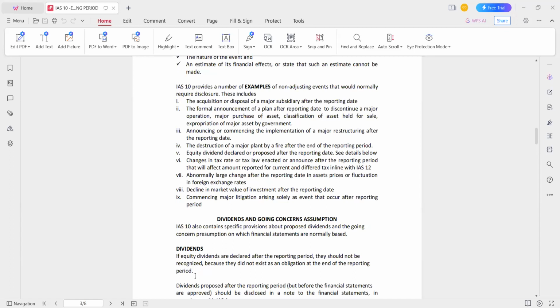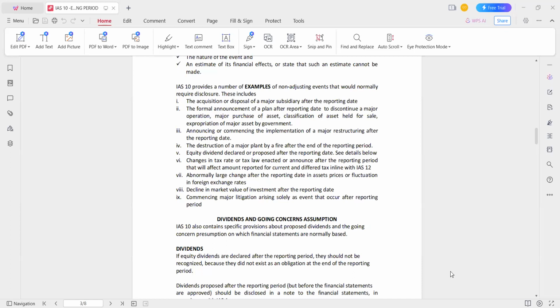What is the requirement of IAS 1? I think you guys have done it. I know what is expected when an equity dividend is declared or proposed after the reporting period. Then the change in tax rates or tax law enacted or announced after the reporting period that will affect amounts reported for current tax or deferred tax, or current and deferred tax, in line with IAS 1.